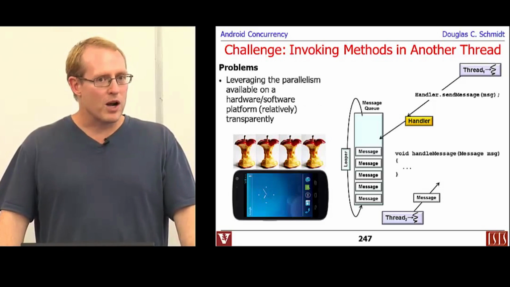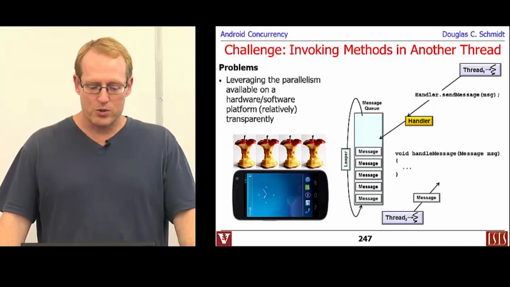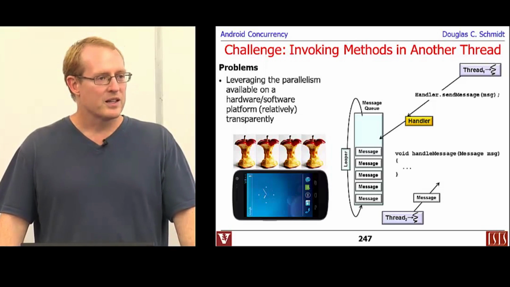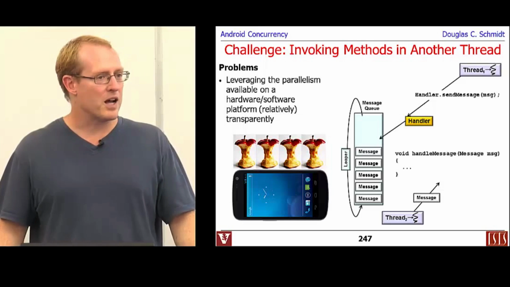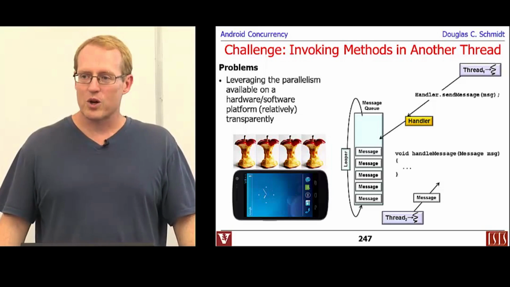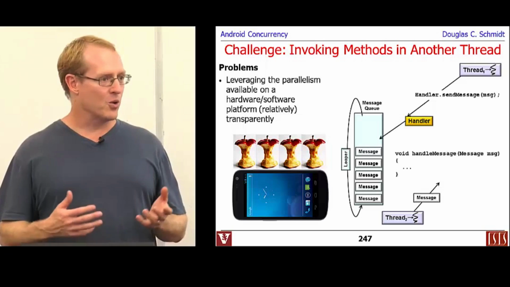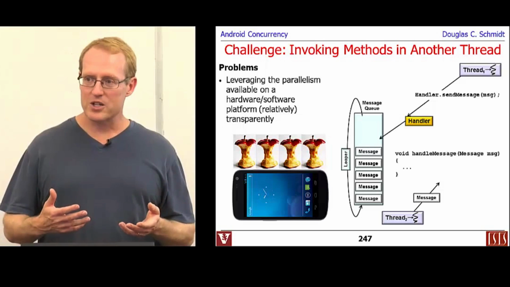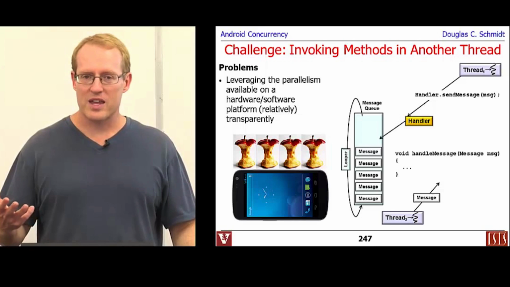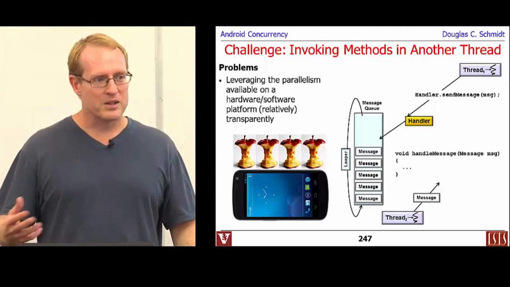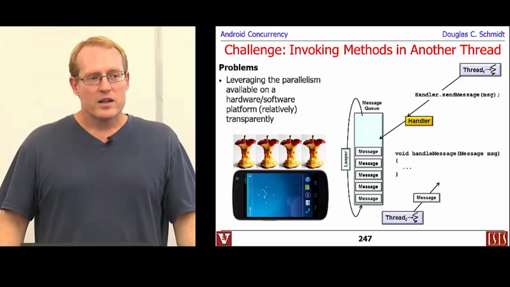So some of the problems or the design forces that we're trying to address here: we'd like to be able to leverage the available parallelism on the platform as transparently as possible. We really don't want to require application developers to have to know a lot about locking and synchronization. Much the same sort of argument we thought about when we discussed the monitor object pattern, but there's a little bit more to it here.